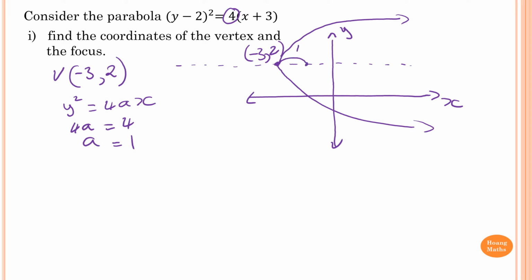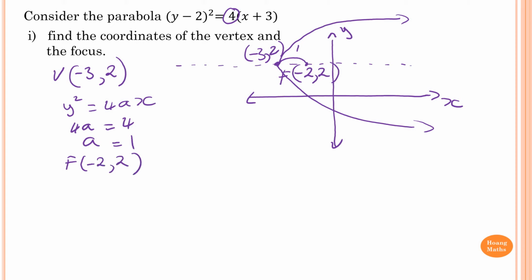So now we know that from the vertex to here is 1 unit. From -3, you go to the left 1 unit. That means -2, and then 2, which is right down. So this is the focus point. Therefore, the focus point is (-2, 2).